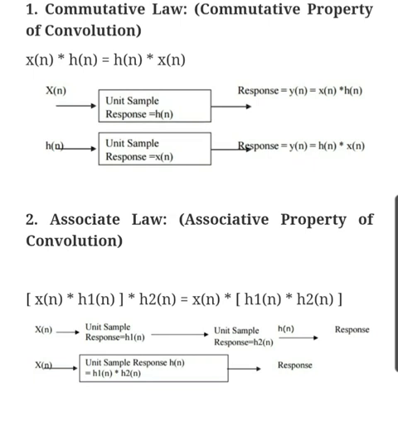x(n) convolution h(n) equals h(n) convolution x(n). Here x(n) is the input applied to the unit sample response h(n), and the response is y(n) equals x(n) convolution h(n). Next, the unit sample response is x(n), where h(n) is applied, and the response is y(n) equals h(n) convolution x(n).